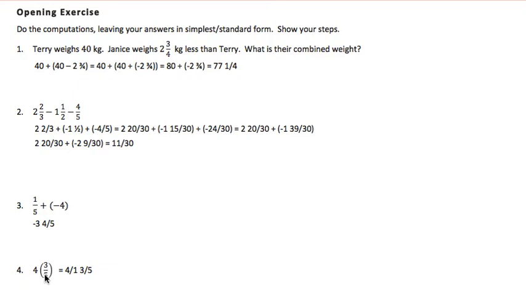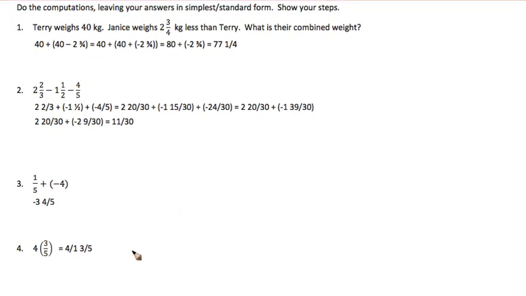Our next problem, 4 times 3/5, we know is multiplication, remember, because there's no symbol between them. And in order to multiply, we need to have both of them be fractions. So we're making 4 a fraction by putting it over 1. And 4 over 1 times 3 over 5 is 12 over 5, which is 2 2/5 if we change it back to a mixed number.